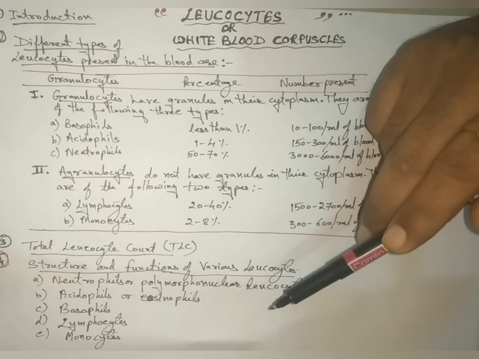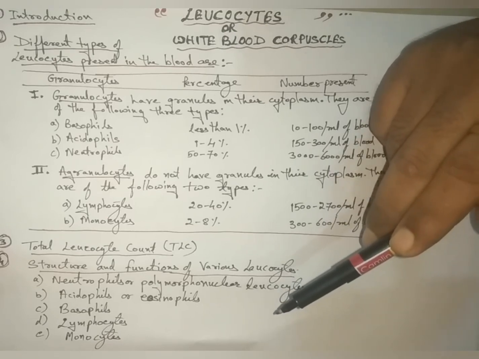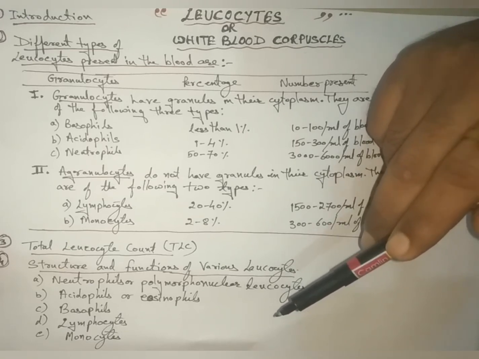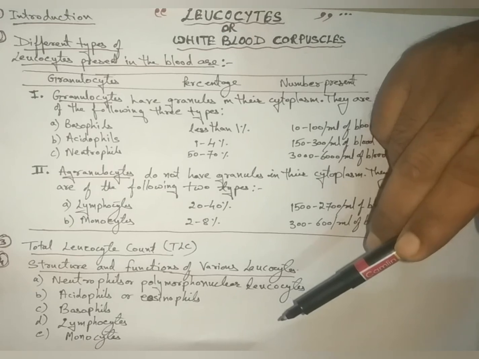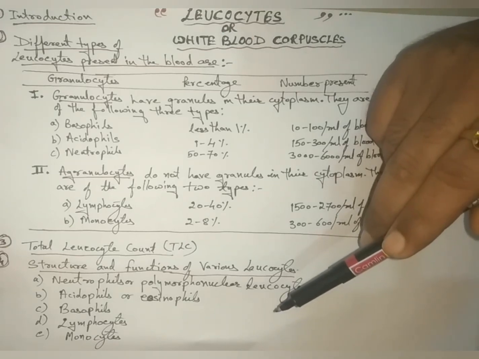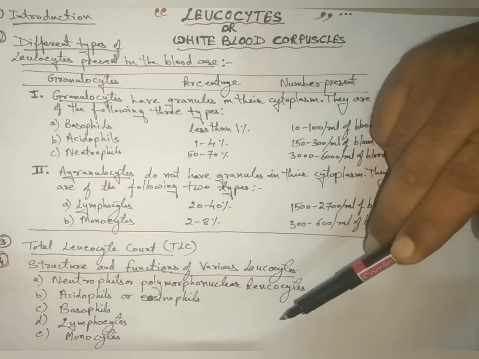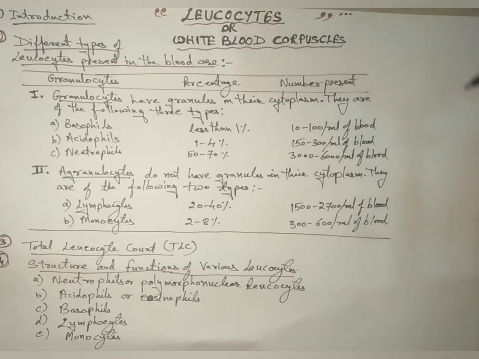Monocytes enter the circulation from bone marrow but after 24 hours they enter the tissues to become tissue macrophages. All the tissue macrophages come from circulating monocytes. An increase in the number of monocytes is monocytosis, while their decrease is called monocytopenia. So this is all about leukocytes or white blood corpuscles.